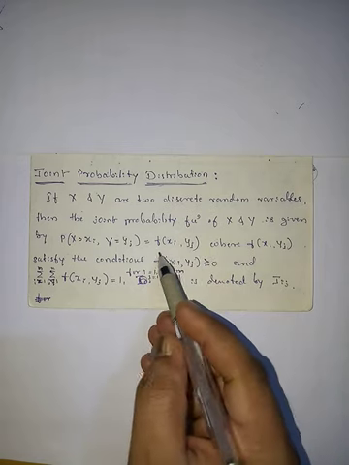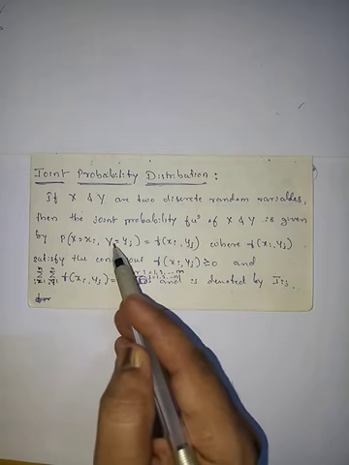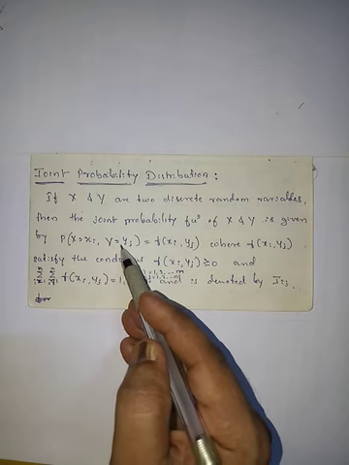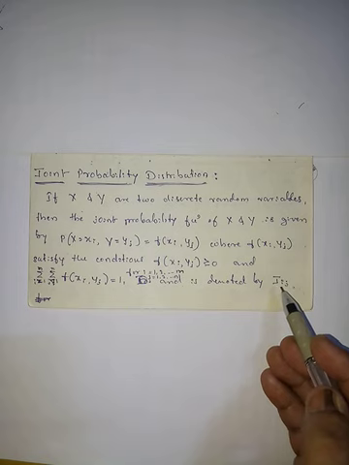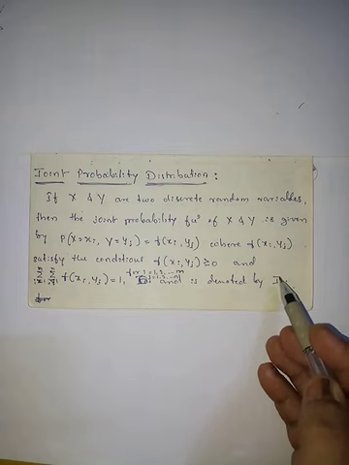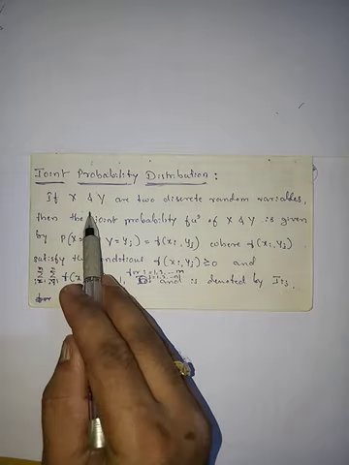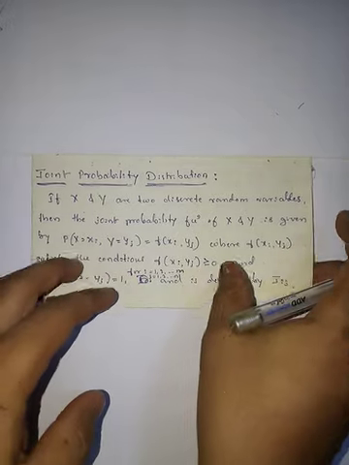And this f of xi comma yj, or p of x comma y, or p of x equal to xi comma y equal to yj, this we also denote as jij. So jij is what? It is a joint probability of discrete random variables x and y, okay. So this is the definition.